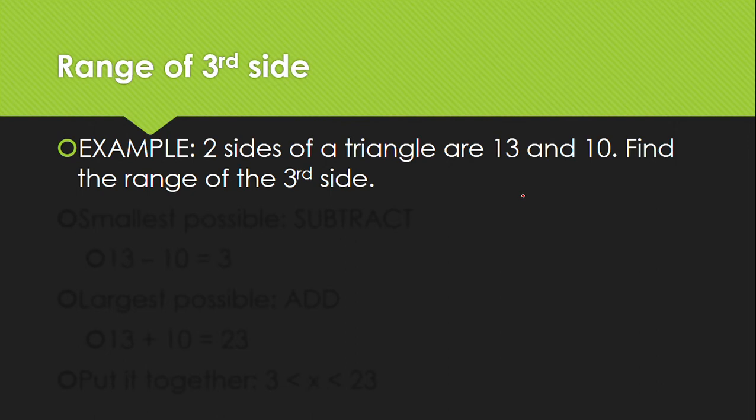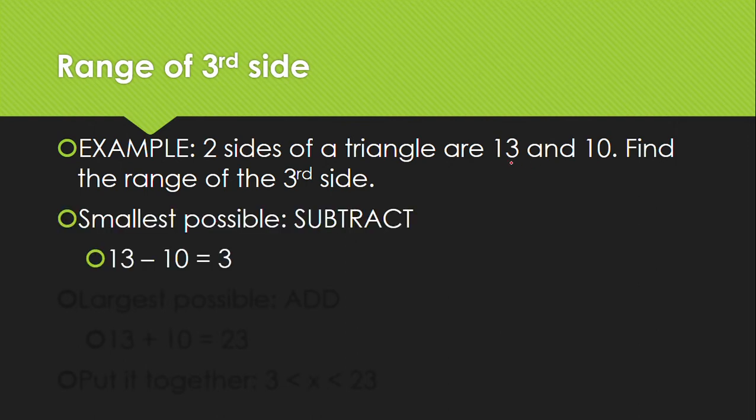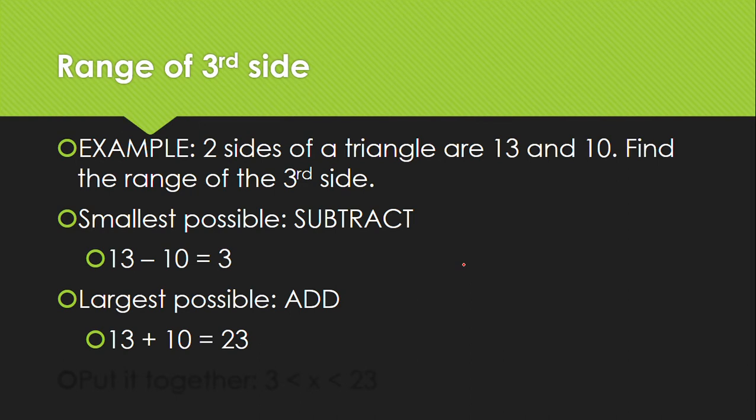And to find the smallest possible length, we're going to subtract the two sides that are given. So I did 13 minus 10, and I got 3. So that's our smallest possible one. To find the biggest possible one, I'm going to add the two side lengths that are given. So 13 plus 10 is 23. So there's my range, 3 to 23. I just need to put it all together.